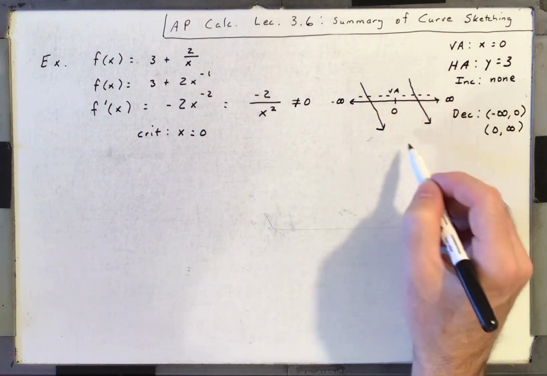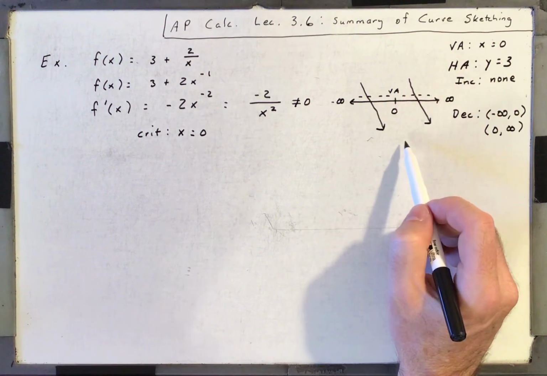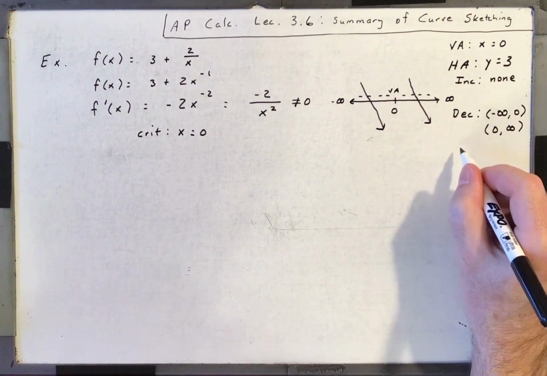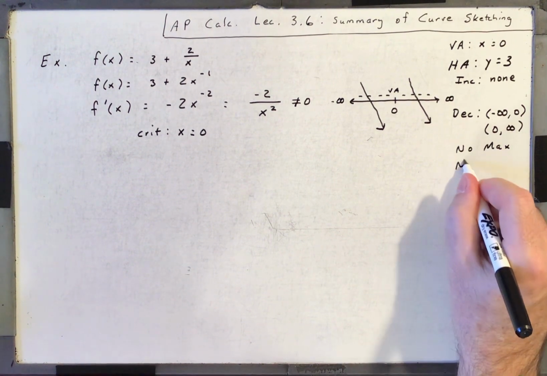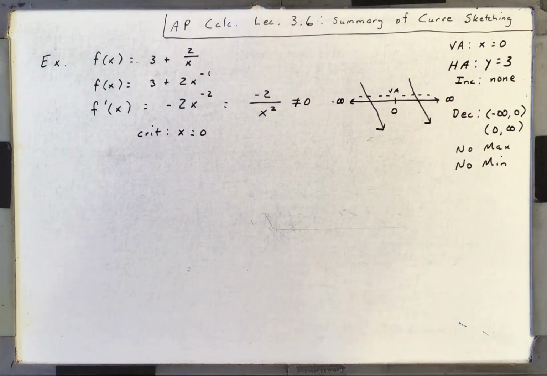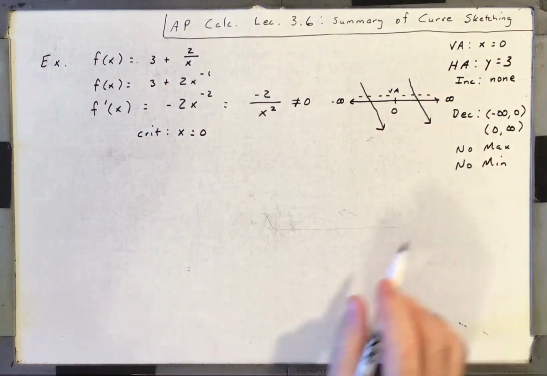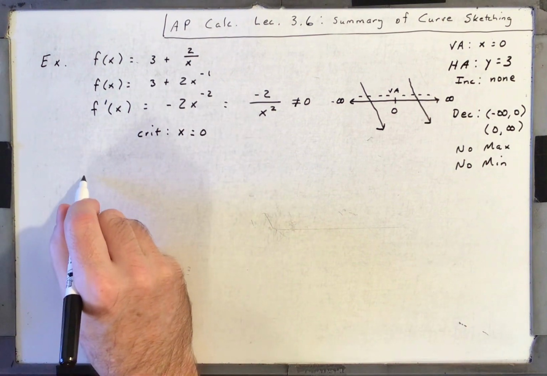Okay, do we have a max or min? No, these arrows never come together up at the top or up at the bottom. It's always decreasing. So there's no max and no min. All right, we've gained a lot of points, right? We've gained a lot of points. At least half credit we've gotten so far.